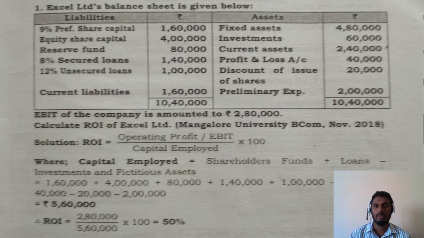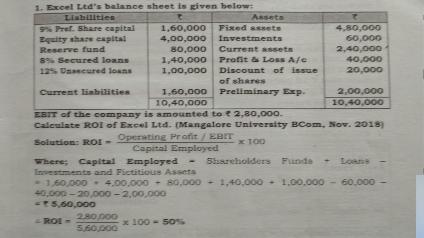So what are the loans? We have taken 8% secured loans 1,40,000. And we have 12% unsecured loans, 1 lakh, that also we have taken here. So 1,40,000 plus 1 lakh. So all these items we have taken, and now we have to deduct from this.